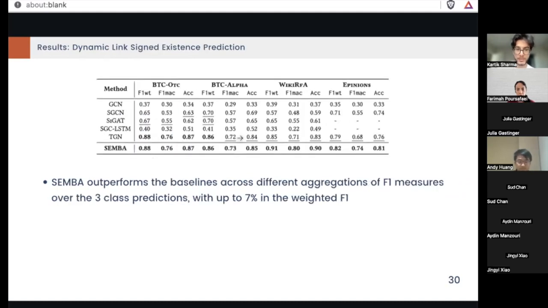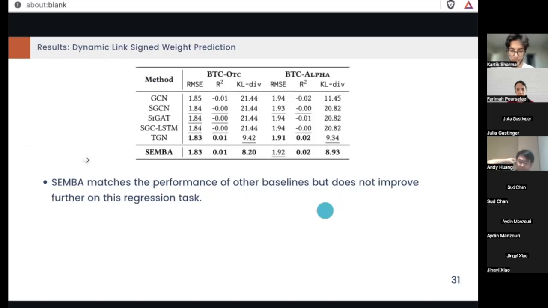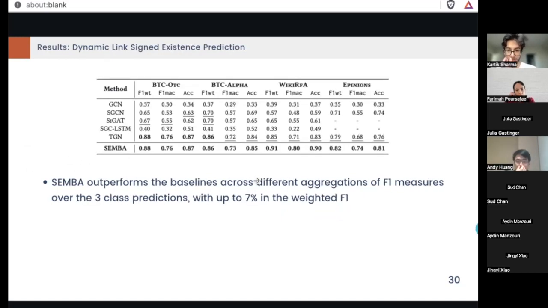Another task is dynamic link signed existence prediction. There are 3 classes now, and we use different aggregations of the F1 measures: weighted F1, macro F1, and micro F1, which is the accuracy. We can see that SAMBA outperforms the baselines in this case as well, with an improvement across different measures. So it's an indication that including these signs in the learning process helps in these prediction tasks.